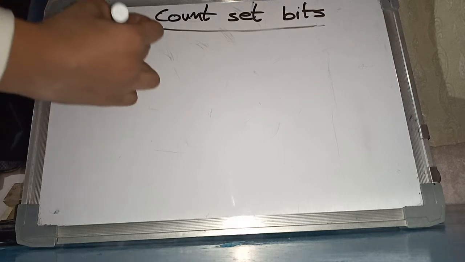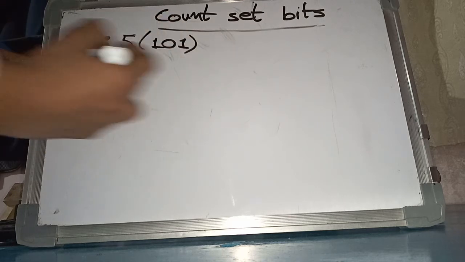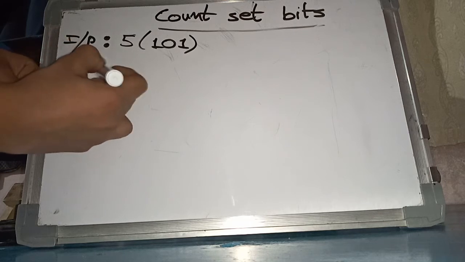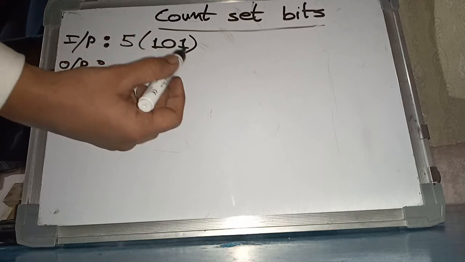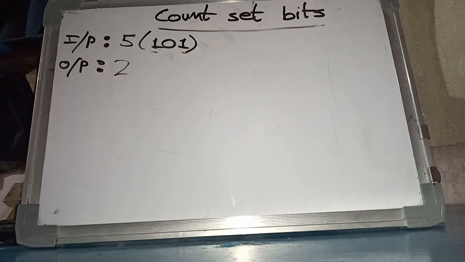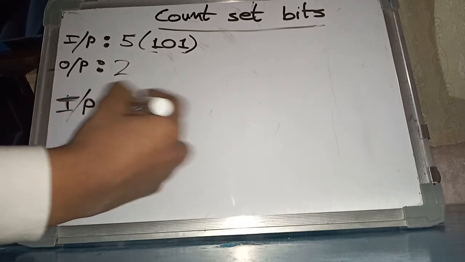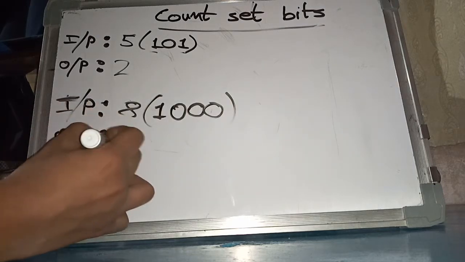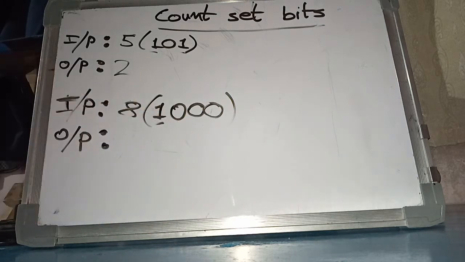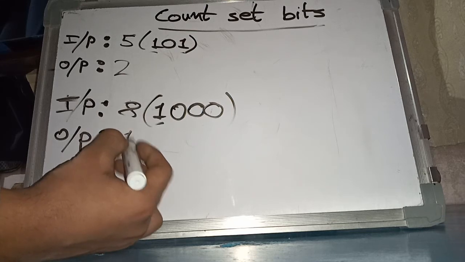For example, you are given a number 5 whose binary representation is 101. So you'll basically count how many bits are high. There are 2 bits that are high, so my output would be 2. If we take another example, 8, its binary representation would be 1000, and the number of set bits, or number of bits that are high, is only 1, so my output would be 1.